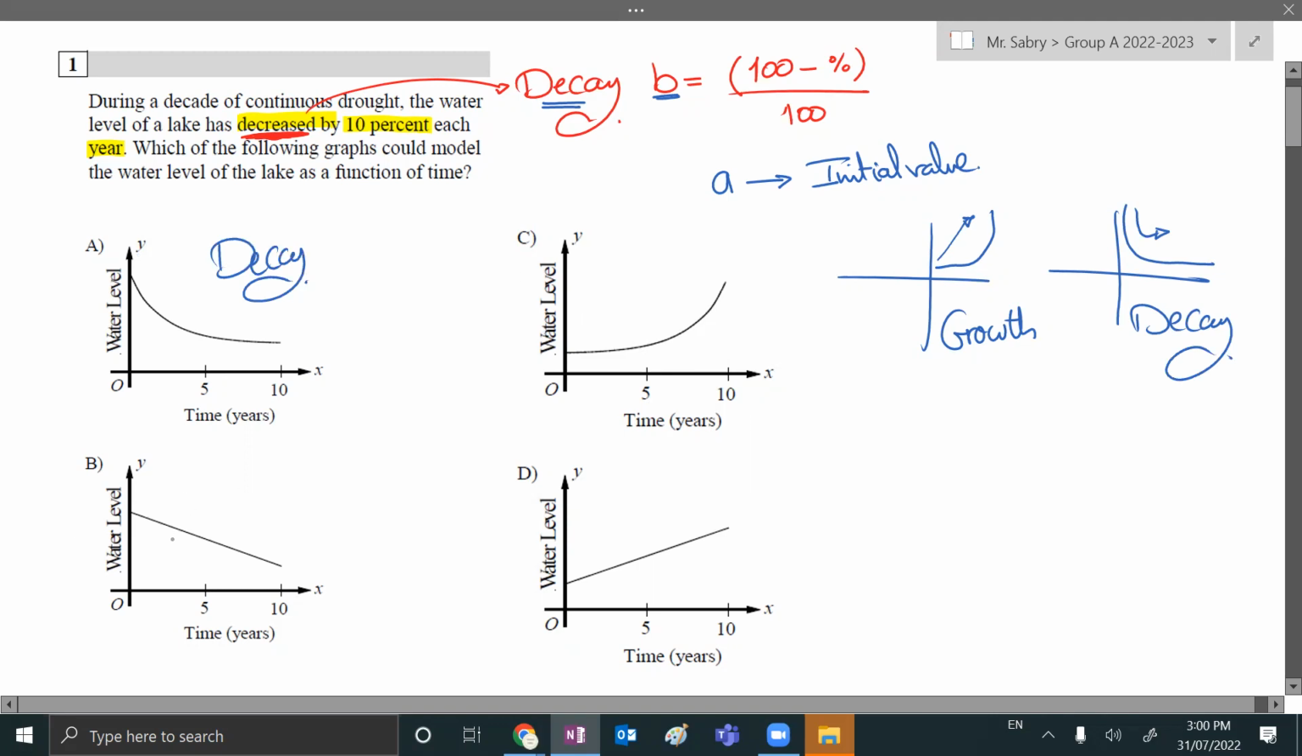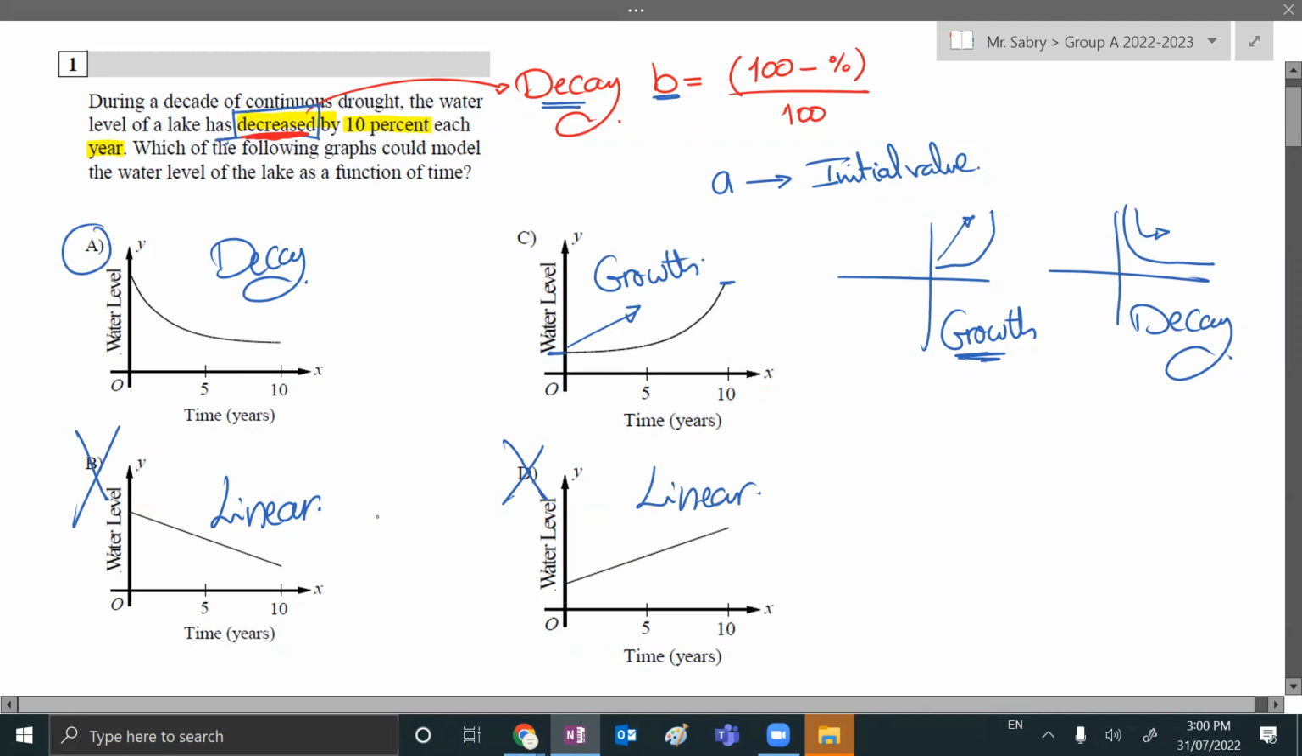And when you look at B, B is a line that's going down, so this is actually a linear function. So B cannot be one of the answers. When you look at D, this is also a line, so this is linear. So D cannot be one of the answers. Then when you look at C, it started somewhere low and now it reached a higher level. This is a growth exponential function. And since they said it's decreasing by 10%, I should choose right away option A.